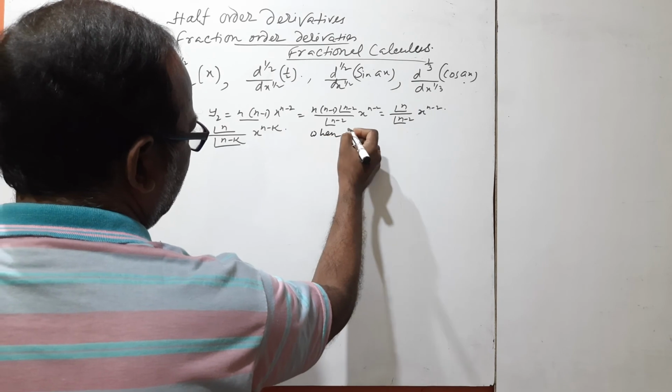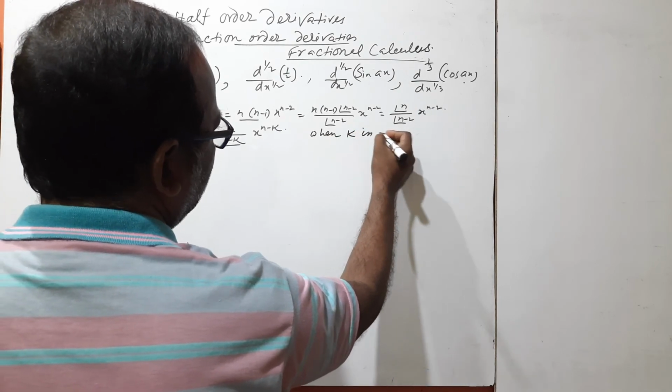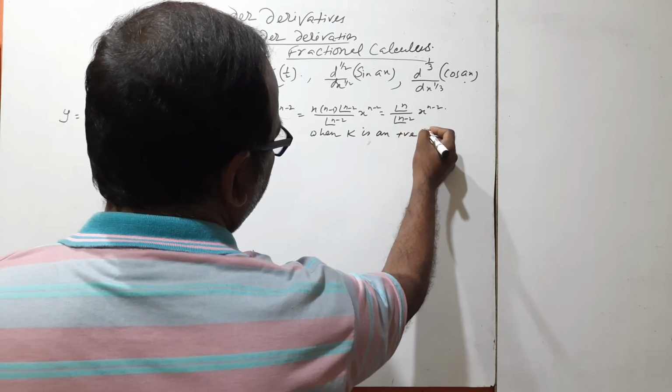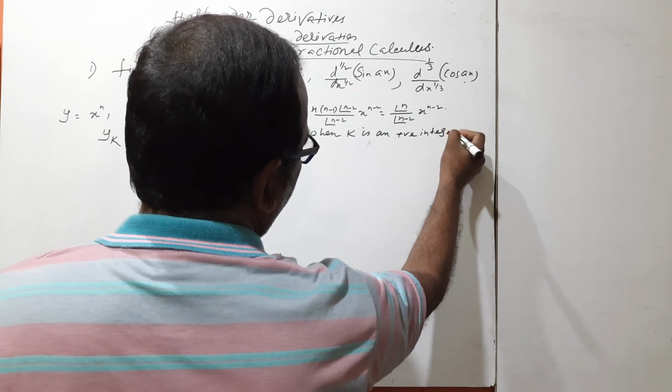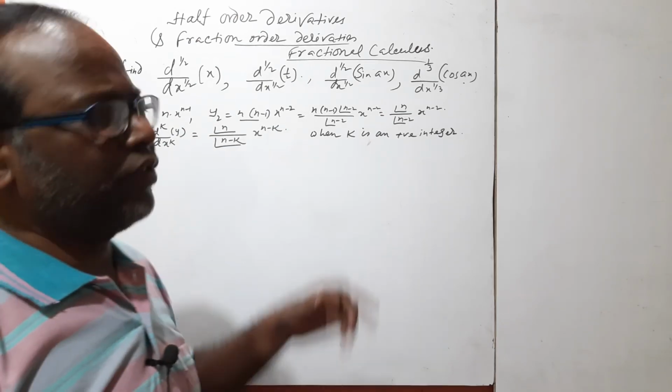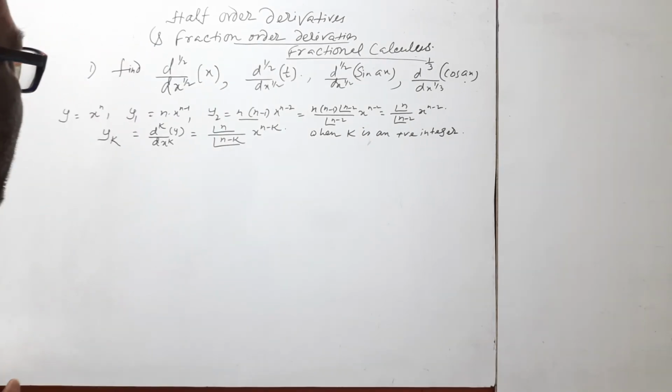So in that case, k is a positive integer, but in this case I want to show k would be a fraction. Is it possible or not? We have to show this theorem.